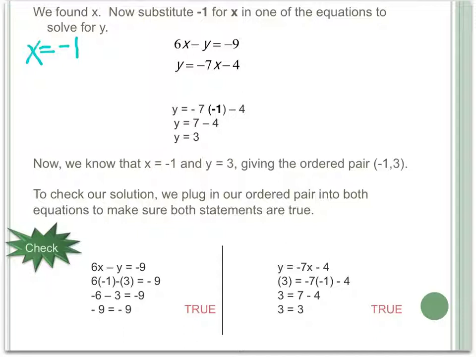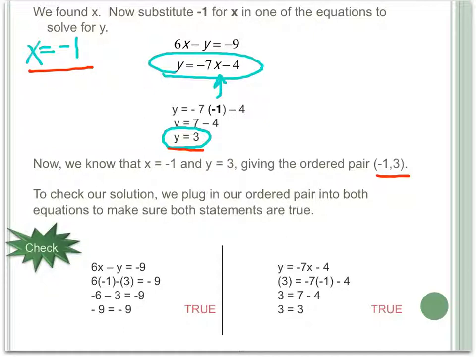So let's choose the second equation to plug in x equals -1. So we have y equals -7 times -1 minus 4. When solving for y, we get y equals 3. We know that x equals -1 from before, and now y equals 3, giving us the ordered pair (-1, 3).